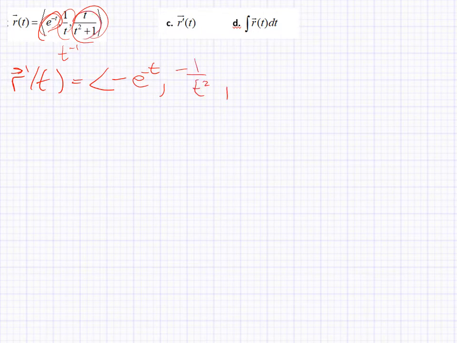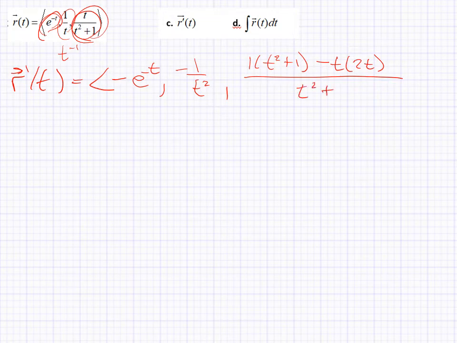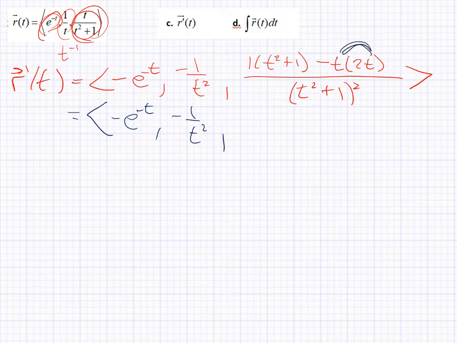And then finally, we have t over t squared plus 1. That one's going to take a little bit more time, but still pretty easy. You're going to use the quotient rule. The derivative of the numerator is 1 times the denominator, t squared plus 1. And that's your derivative. That's your tangent vector. Well, this will be negative 2t squared, and we have 1t squared, so we'll have 1 minus t squared in the numerator, and t squared plus 1 in the denominator.